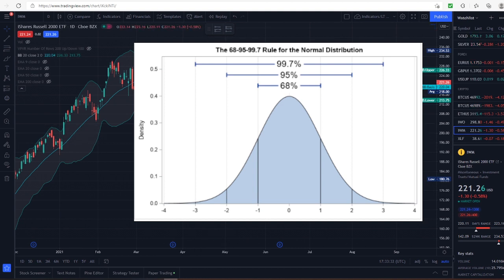Now, does this mean that trading Bollinger Bands will be 95% successful? No, not exactly, and we'll touch on a couple weaknesses with Bollingers when I explain how I like to use them a little later.